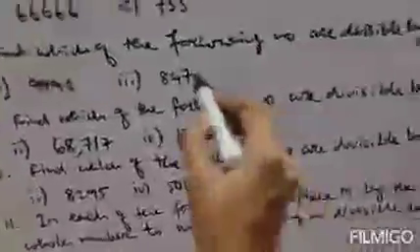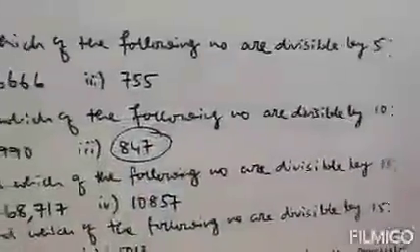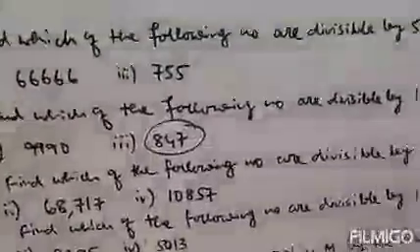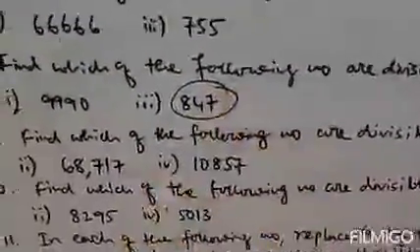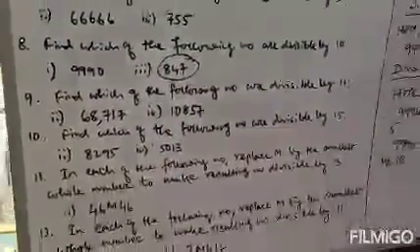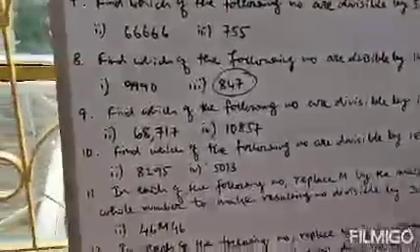Clear? This number, 847, you will do in your homework. Just make a heading like this, divisibility rule of 10. This number is not divisible by 2, because the unit digit is 7. And in case of divisibility by 5, the unit digit should be 0 or 5. So the unit digit also does not satisfy the condition of divisibility rule of 5. Therefore it is not divisible by 2 and not divisible by 5. Therefore this number 847 is not divisible by 10. So just make a heading like this and do this sum in your copy. Clear?